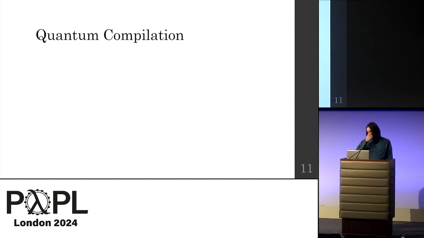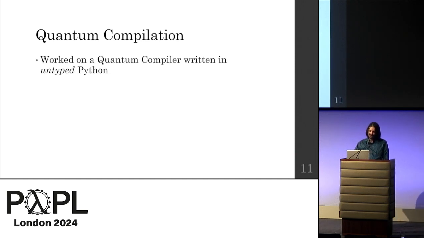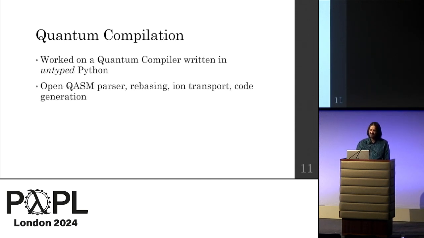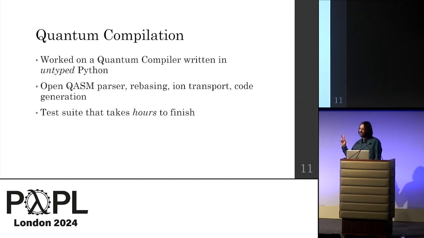So I transitioned into working on quantum compilers and inherited this quantum compilation code base that was completely written in untyped Python. And I was like, hey, it'd be cool if I could add some annotations. There were these different modules: a parser, gate rebaser, ion transport, optimization routines, and code generation. And a test suite, which is what I really wanted to get to, that takes hours to finish, verifying certain things about transporting different amounts of ions around.